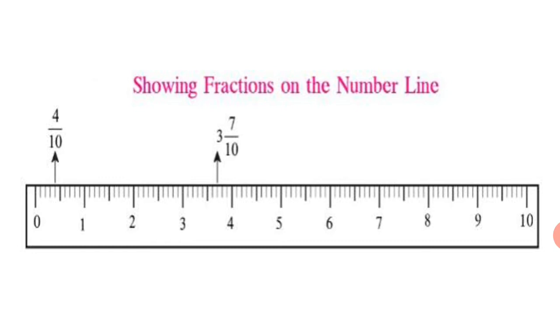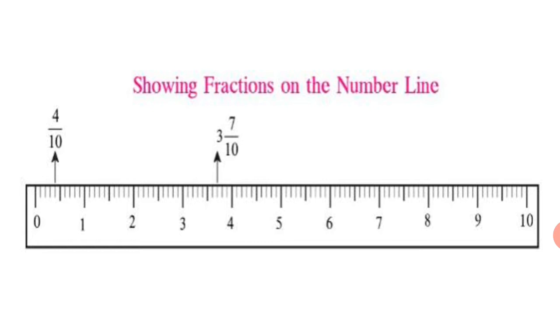So, in the first unit, the fourth mark from 0 shows the fraction 4 upon 10. The seventh mark of the 10 equal parts after 3. So, from 0 go to 1, 2, 3 and after 3 the seventh mark between the numbers 3 and 4 shows the fraction 3 7 upon 10. So this way on a scale you can easily mark fractions with denominator 10.